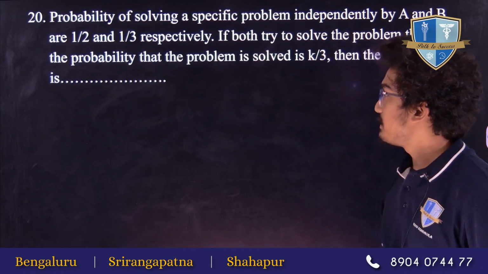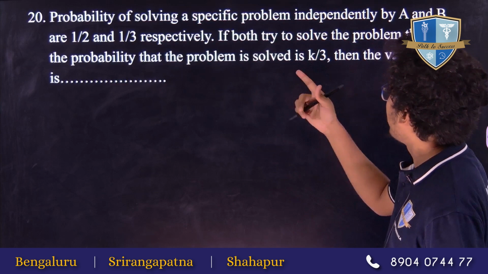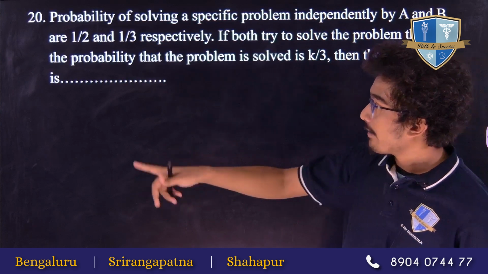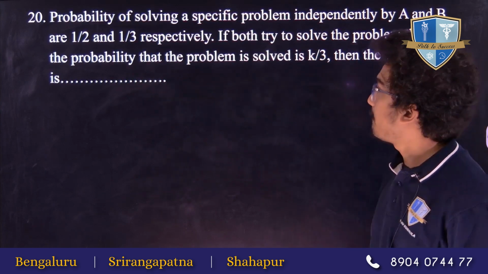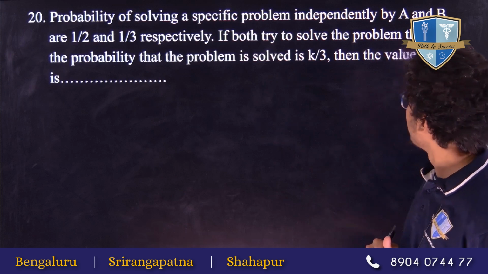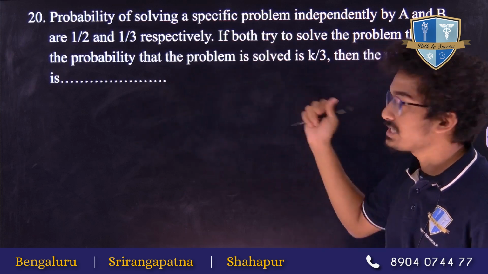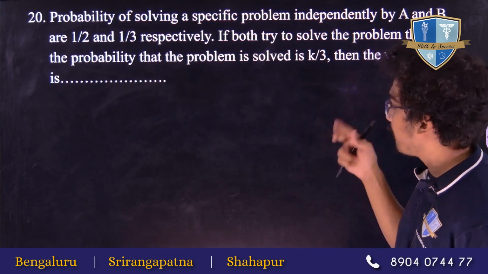So next question is, probability of solving a specific problem independently by A and B are 1 by 2 and 1 by 3 respectively. If both try to solve the problem, then the probability that the problem has been solved is K by 3. Then value of K will be.